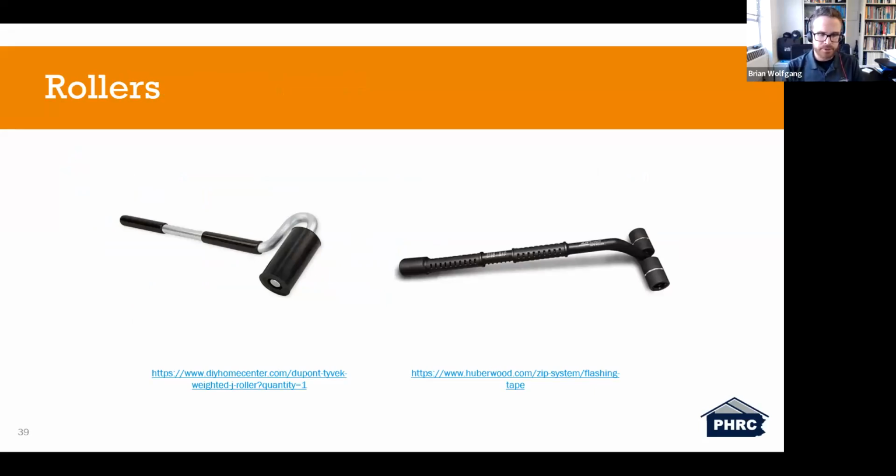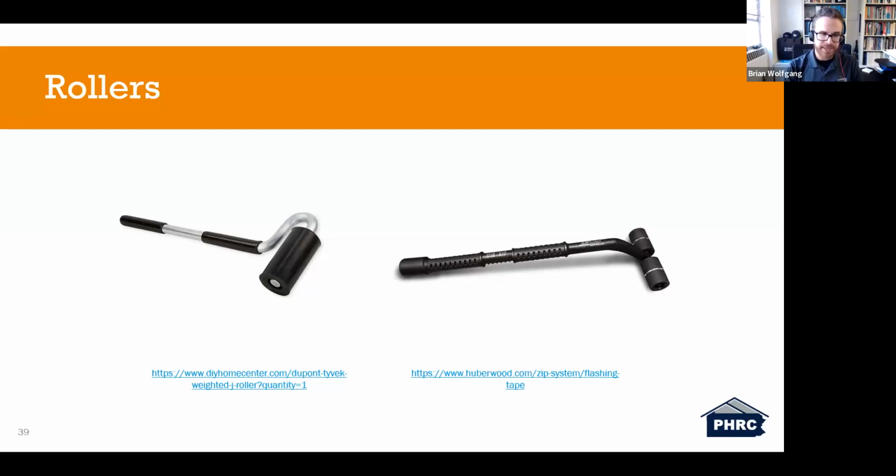If you're the GC, if you're the builder on a project, you should be making sure that your subcontractors have a roller and they understand the importance of it, and that's an expectation of yours for the installation of those products. Whether it's the framer who's installing a tape, or the siding contractor, the cladding contractor, or a specialty flashing contractor, whoever that may be, you have to make sure they have one of these on their truck. You have to make sure they're using it every time.